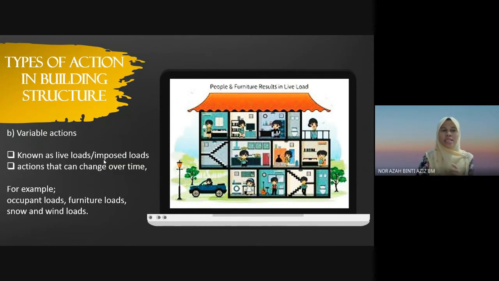Okay, contoh kat sini live load, saya bagi contoh. We as people and all the furniture in the room are live load, beban hidup. Also known as imposed load, beban yang dikenakan. What is meant by imposed load? It means first our room kosong, then we put katil, kerusi, meja. So we impose the load on the slab. This variable action can change over time. Dia boleh berubah-ubah, kejap ada, kejap tak ada, kejap sikit, kejap banyak.